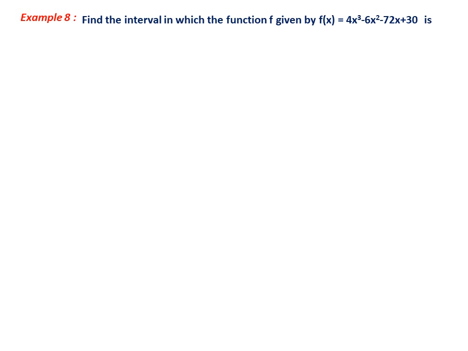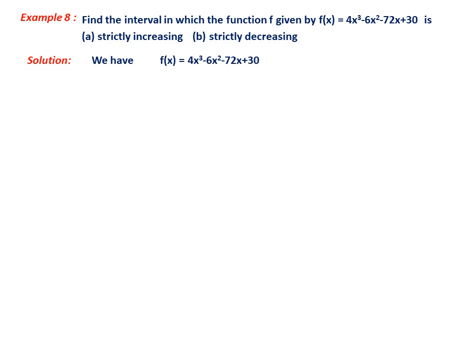Next, example 8. Find the interval in which the function f given by f of x equal to 4x cube minus 6x square minus 72x plus 30 is, one is strictly increasing, second one is strictly decreasing. So, the method is the same, only difference here is instead of a quadratic polynomial, a cubic polynomial is given. So, we have f of x equal to 4x cube minus 6x square minus 72x plus 30.